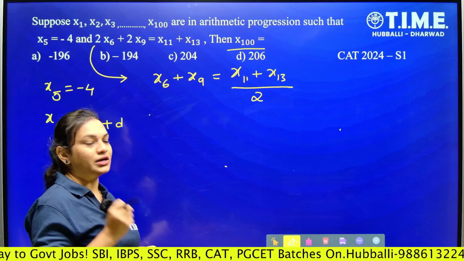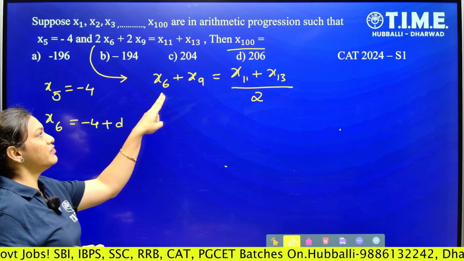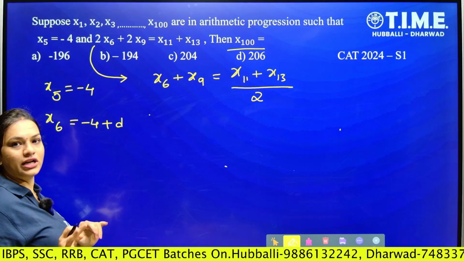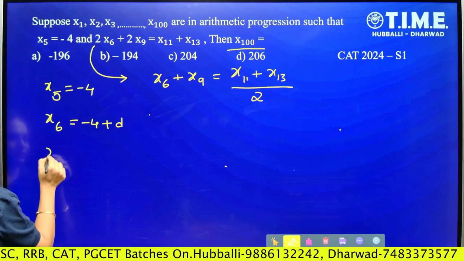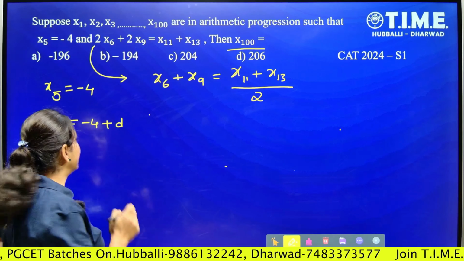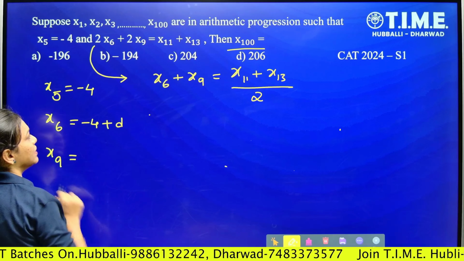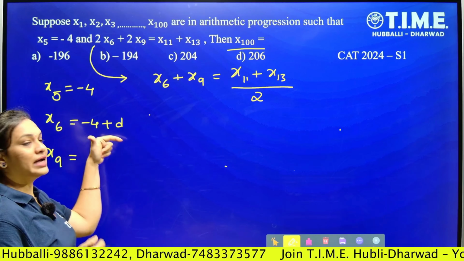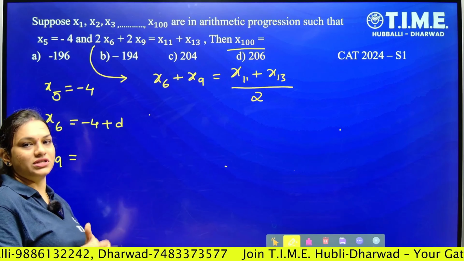Or else, if I observe here, what do we require? The 6th term and the 9th term. The 6th term is already done; we require the 9th term. Now observe one pattern here. Whenever he is asking about the 5th term, it starts with -4. From the 6th term onwards, it is added with the difference: plus d, plus d.